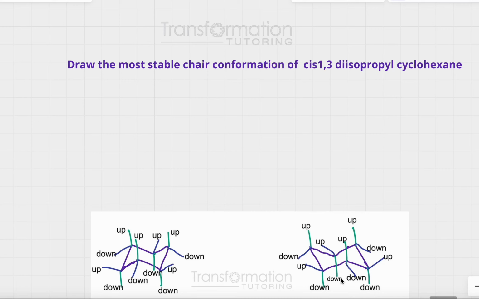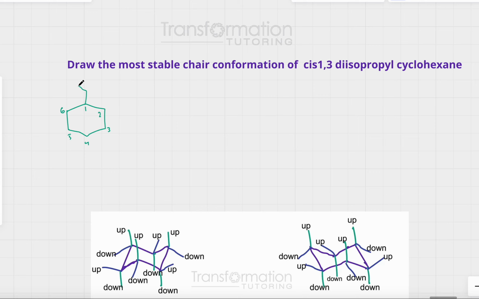Draw the most stable chair conformation of cis-1,3 diisopropyl cyclohexane. So we begin by drawing cyclohexane, and we're going to number it any way we want. I'm going to number it this way. And then I'm going to add my groups. So I have an isopropyl group on carbon 1 and carbon 3.